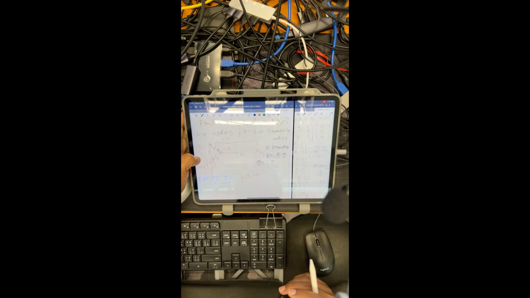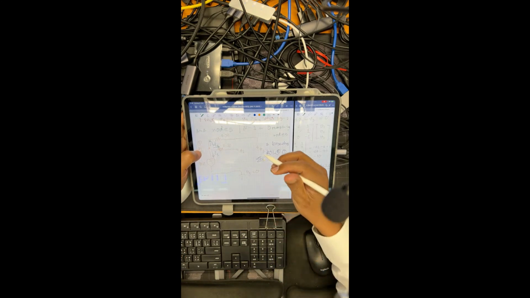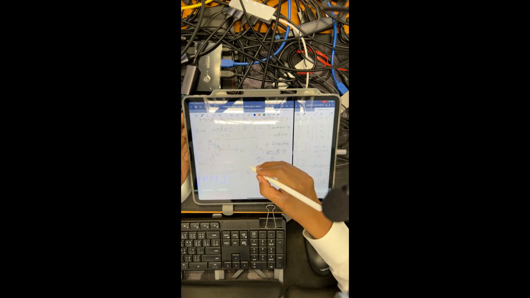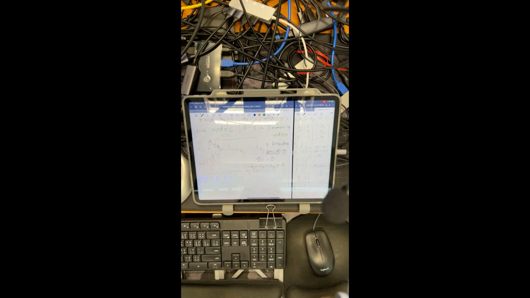Yeah, we have 3 currents like this, and everything is going out of the node, so minus I1, minus I2 and minus I3 remains 0, right, to this problem.